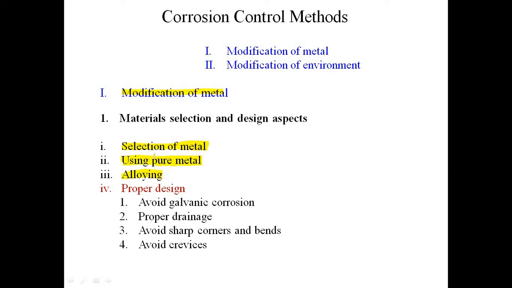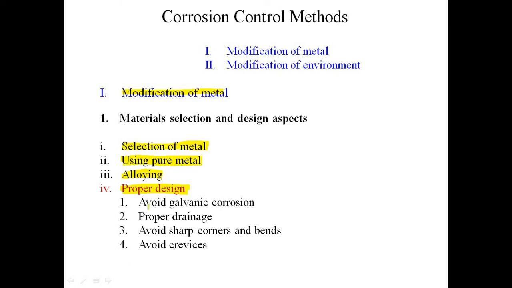And the fourth section, very important especially for engineers, is proper designing. Even if you are not changing the metal itself, you can control corrosion by designing it properly. You can avoid certain things, or you can correct or improve certain things, so that you can control the corrosion process even if you use the same metal.